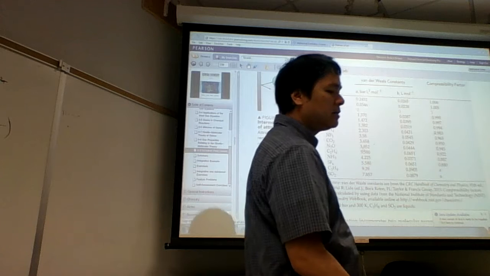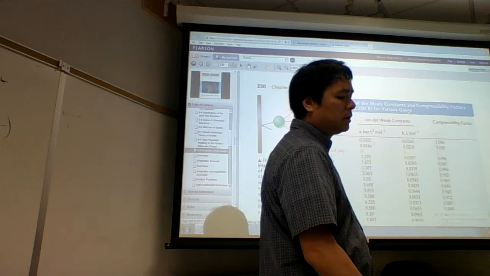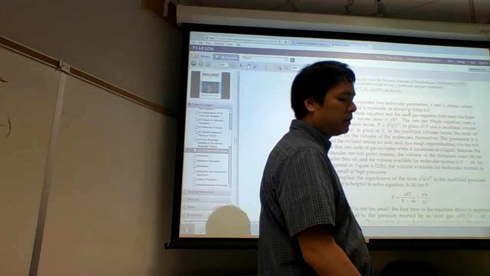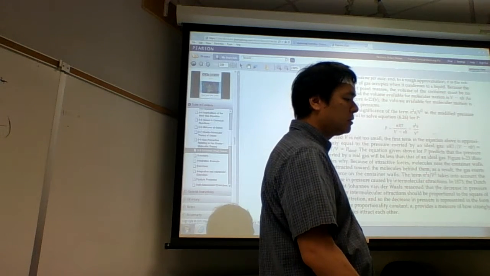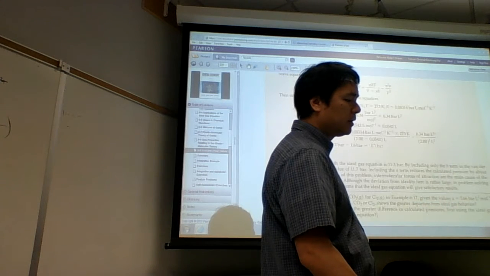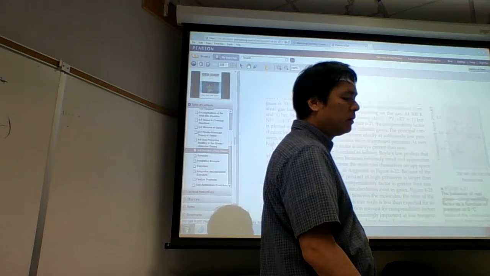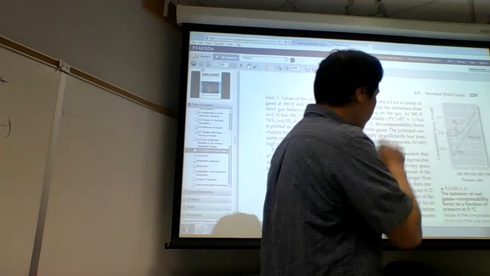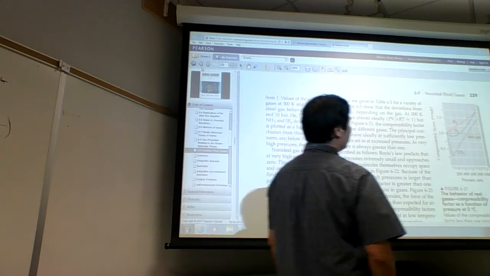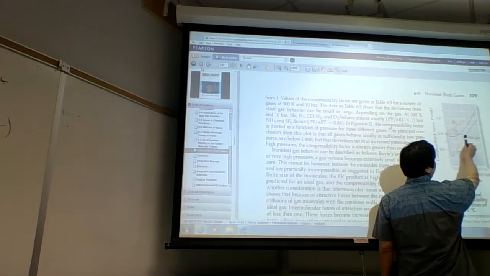Well, the answer depends on the conditions, and for the conditions you have to have a little bit of experience. But if you read this last section of chapter 6, I'll tell you when it becomes significant. We definitely have to calculate the van der Waals when we're at very high pressures, because at very high pressures we have enormous deviations from ideal behavior, which is the black line.